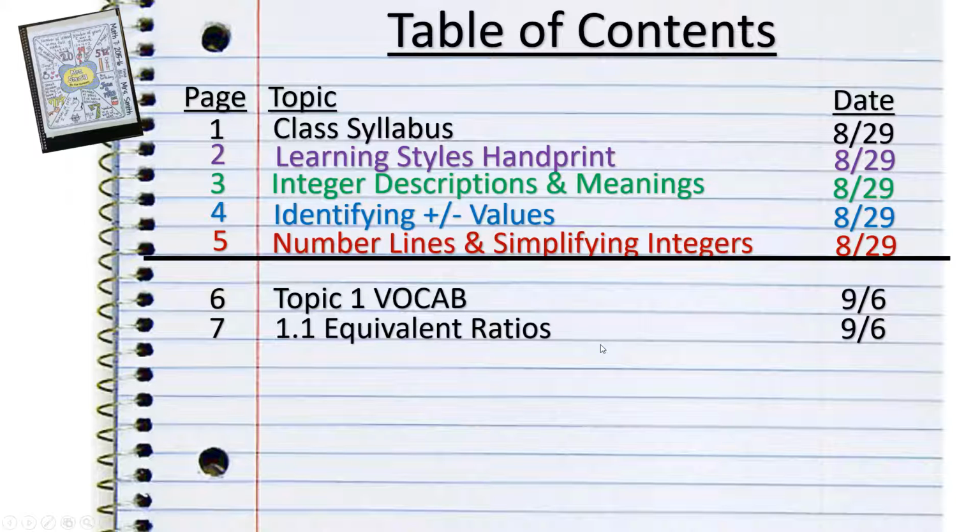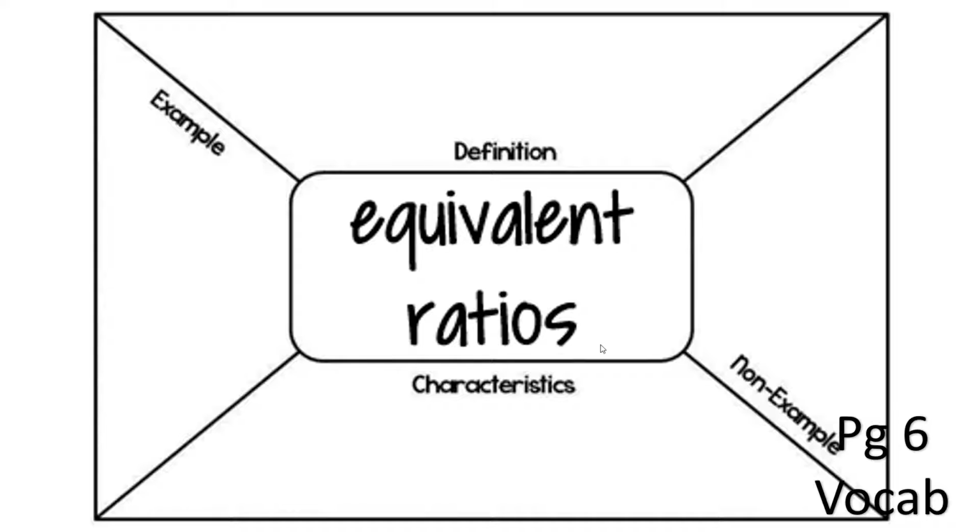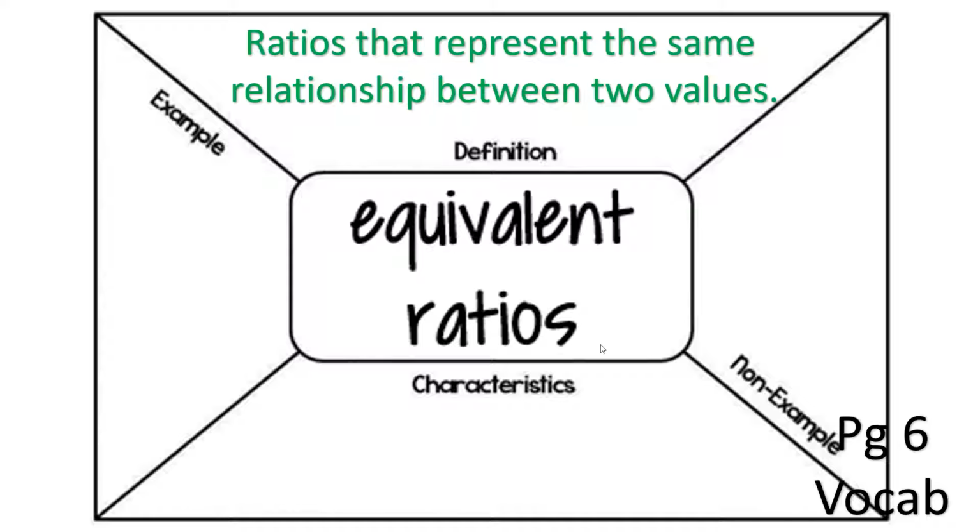Today's lesson will cover one of our topic 1 vocab words and section 1.1 on equivalent ratios. So our first vocab word is equivalent ratios, which are ratios that represent the same relationship between two values.